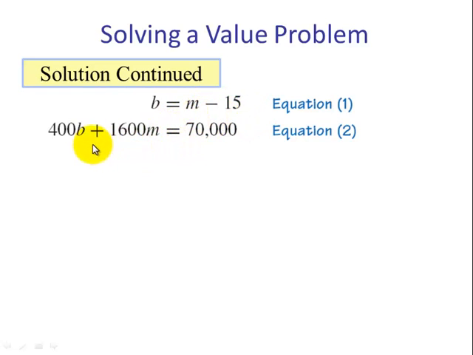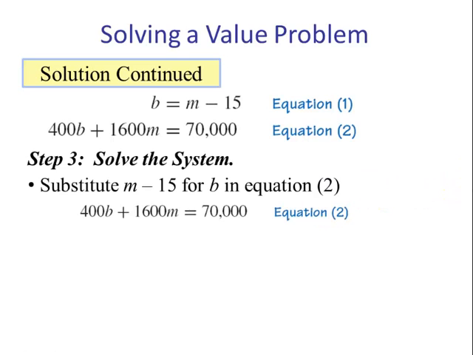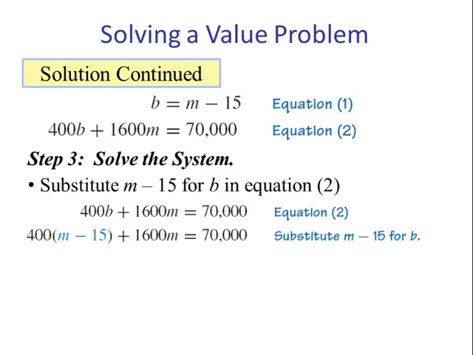So I would take the second equation, and everywhere I see a B, I would substitute the expression M minus 15. So after the substitution we have 400 times M minus 15 plus 1,600M equals 70,000. So this equation has only one variable, M, so we can solve it.